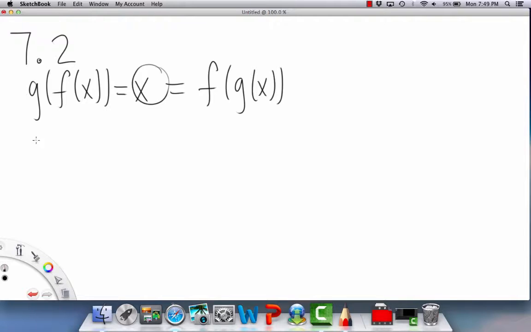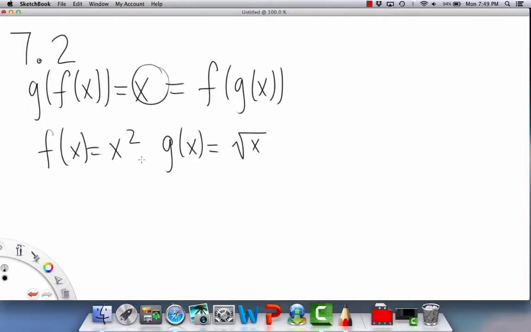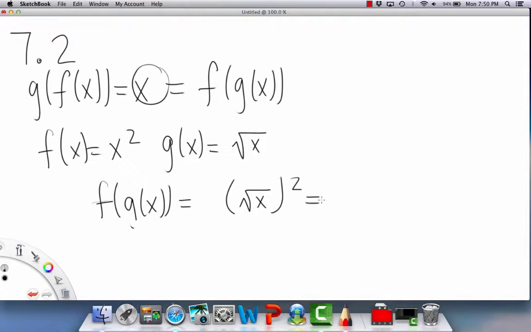So an example of this would be, let's say f of x equals x squared, and g of x equals square root of x. Let's see if this actually holds true, because these two we know are inverses, but let's check. So f of g of x. This g of x is acting in the x spot on f, so this is going to be squared. As we know, this equals x, so this is good. These two are inverses of each other.